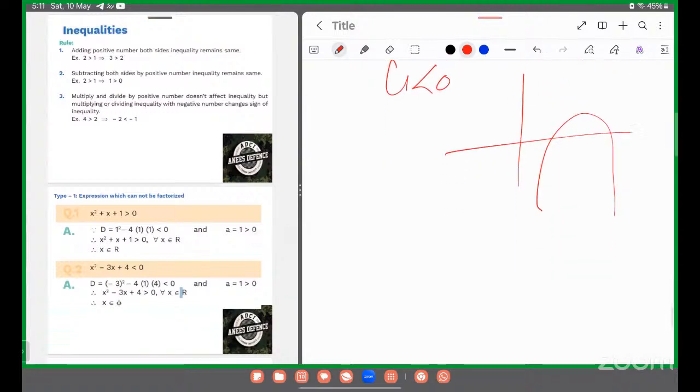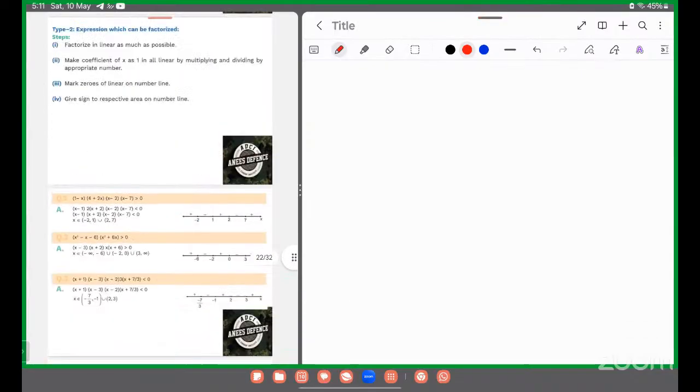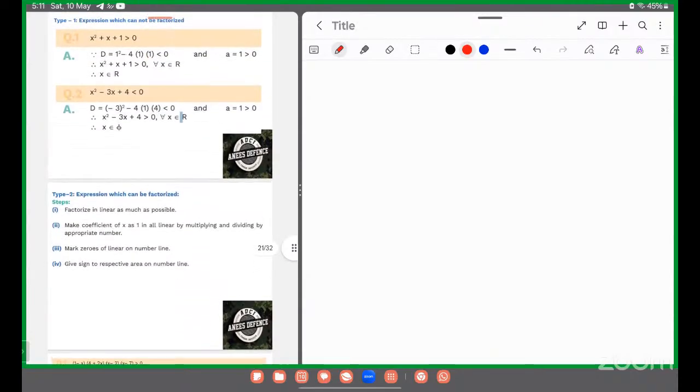So another one, inequality will be difficult. Okay, we'll see.